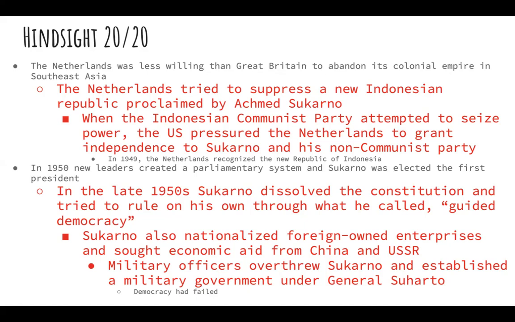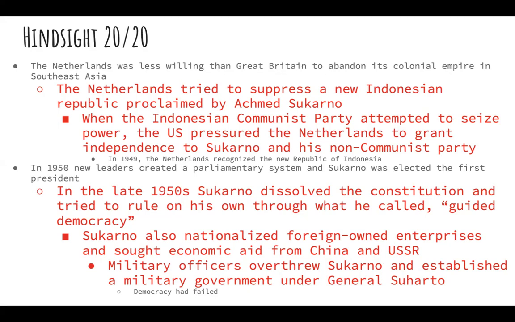When the Indonesian Communist Party attempted to seize power, the U.S. pressured the Netherlands to grant independence to Sukarno and his non-communist party. In 1949, the Netherlands recognized this new Republic of Indonesia. In 1950, new leaders created a parliamentary system, and Sukarno was elected the first president.